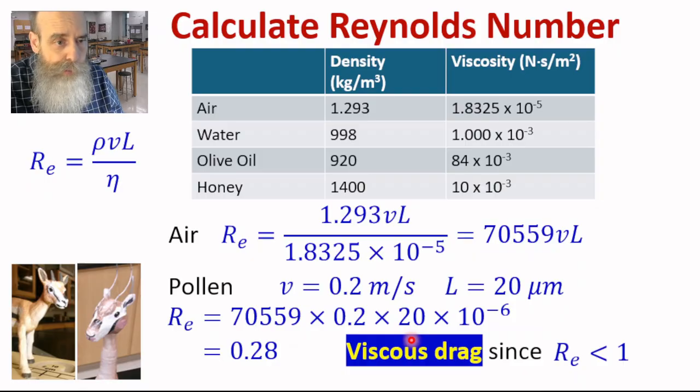Note, we have a much smaller length for the pollen than we had for the coffee filter. So we had viscous drag for the pollen.